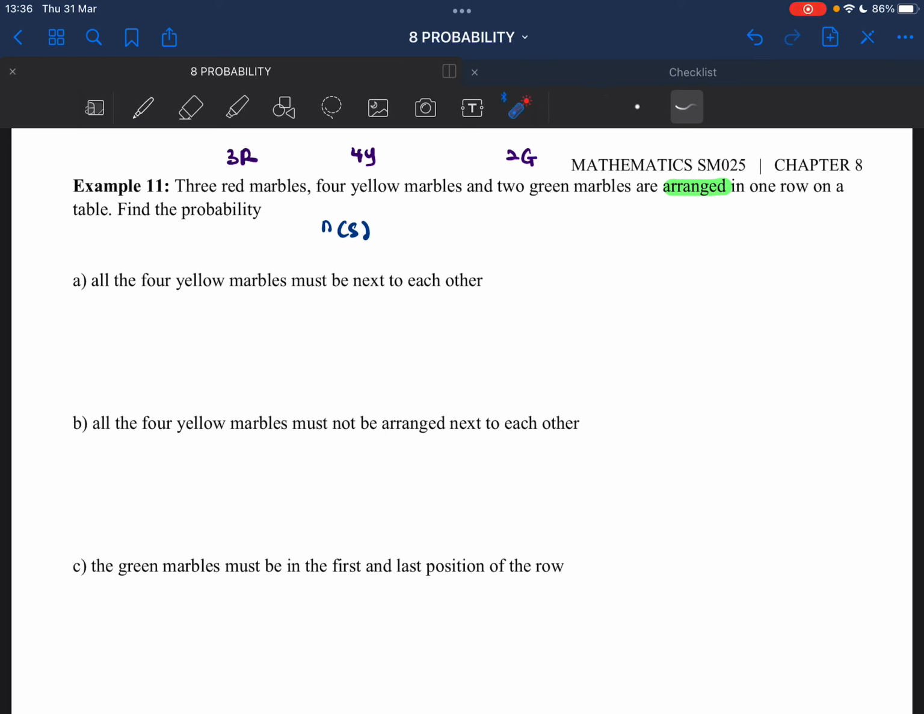Okay, so in total we have 3 plus 4 plus 2, which is 9 marbles. If there is no restriction, we just rearrange 9 factorial.